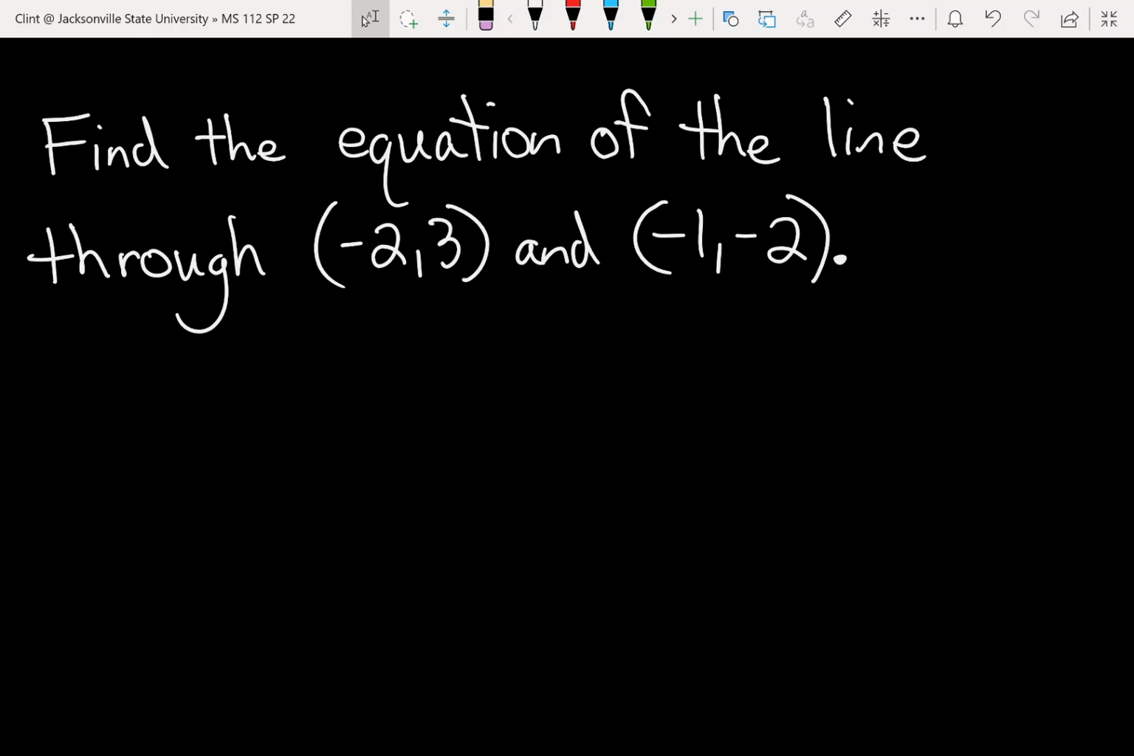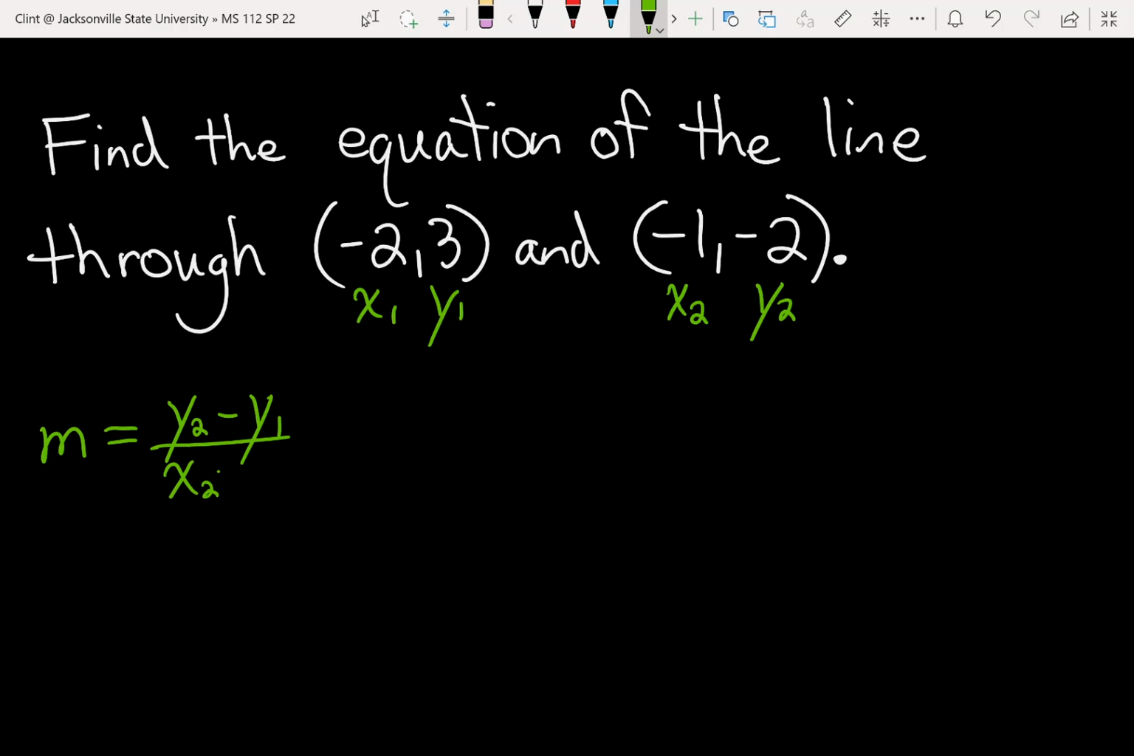The slope. So what can we do about that? We've got 2 points. So we can find the slope. Yeah, we can find the slope. Okay, so slope is y2 minus y1 over x2 minus x1. So let's see, that's negative 2 minus 3 over negative 1 minus negative 2.